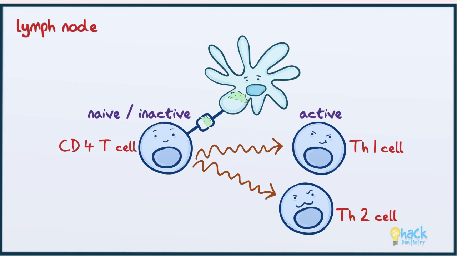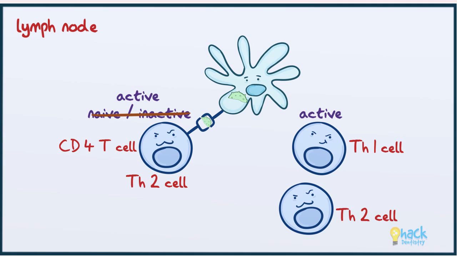The naive T cell, after recognition of the antigen presented by the dendritic cell, in this case differentiates into an active effector Th2 cell. Now this may happen due to certain cytokines like interleukin 4 present locally in the environment. Interleukin 4 drives naive T cells to differentiate into the Th2 subset.